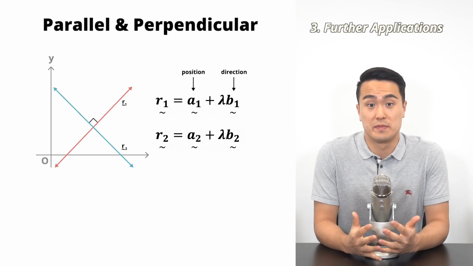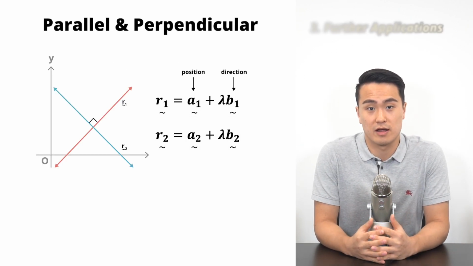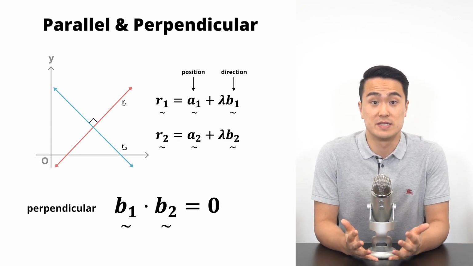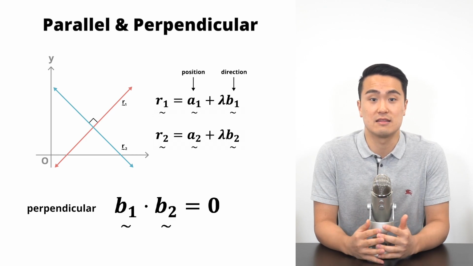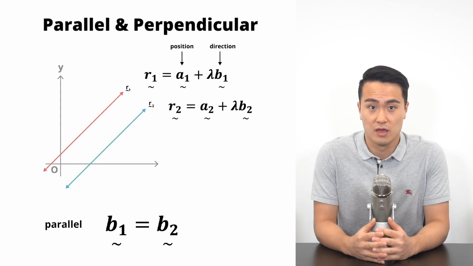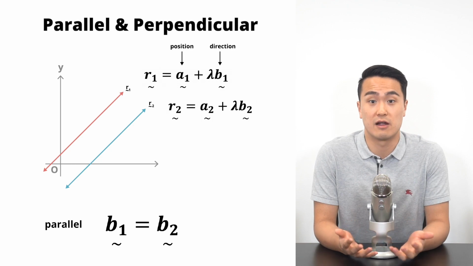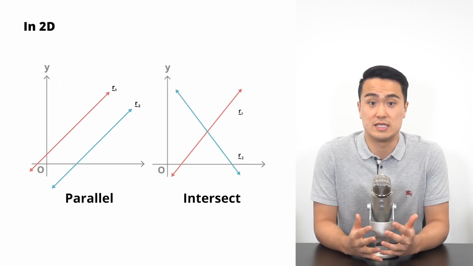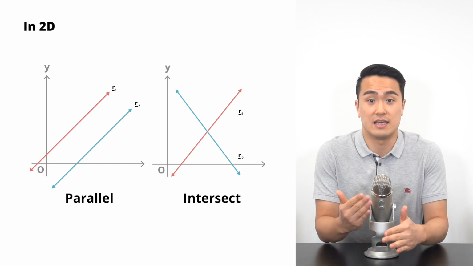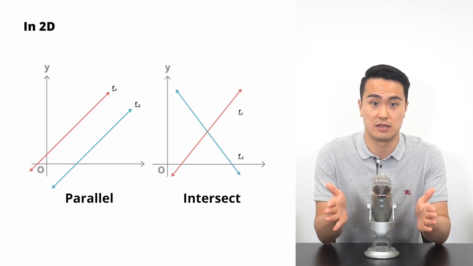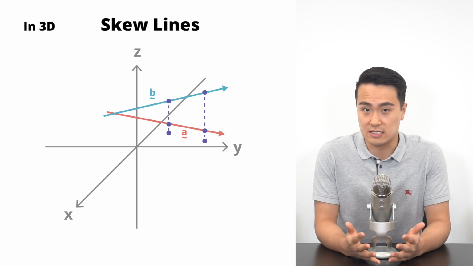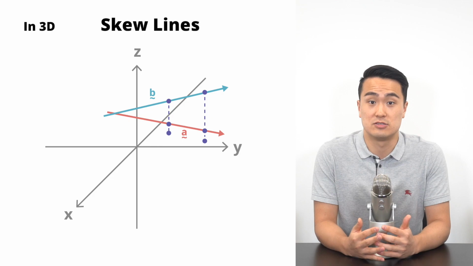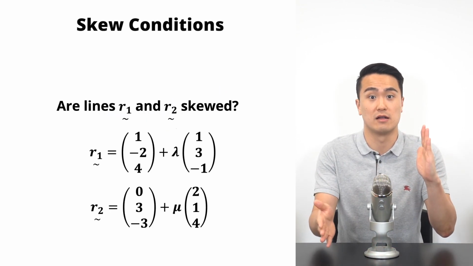For lines to be perpendicular, we require the dot product of the direction vectors to be equal to 0. We don't care about the position vectors since they only dictate the starting points of the lines. For parallel lines, we require the direction vectors of the lines to be equal to each other. In 2D, two lines will always either intersect or be parallel to each other. However, in 3D, two lines can be skewed. Skew lines are lines that do not intersect and are not parallel.